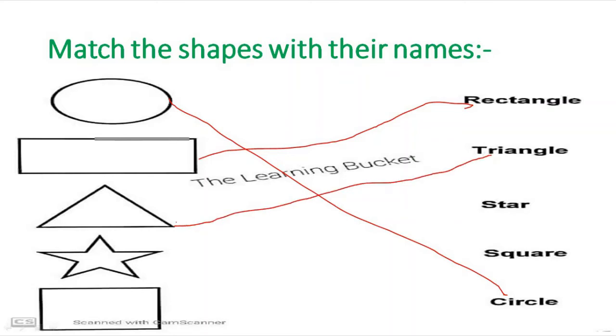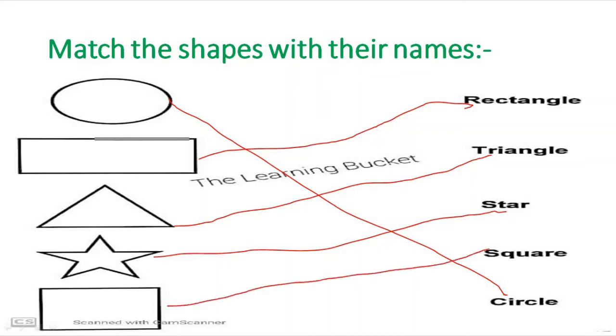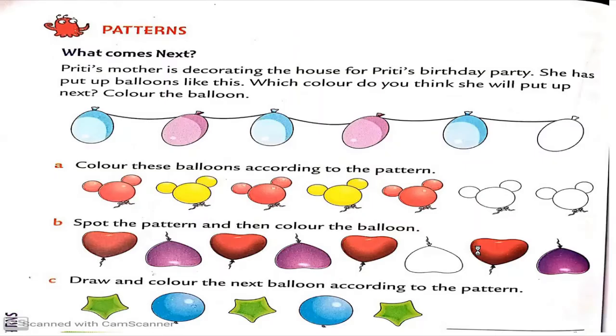Done. Next shape is star. Which shape is this? Star. Have you ever seen the stars? Yes. Every day we see the stars in the sky. So what is the spelling of star? This is the spelling of star. S-T-A-R, star. Let's match it. Okay. Next is square. S-Q-U-A-R-E, square. Done. Move on to the next.